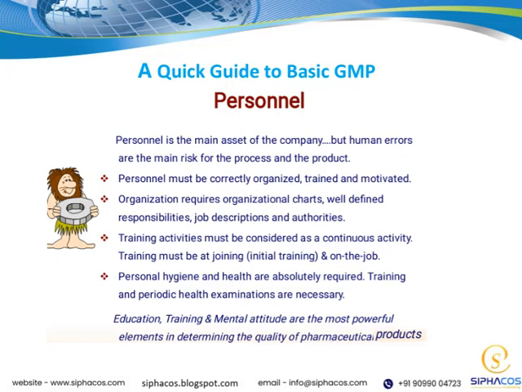Let's take a quick look at a basic guide to good manufacturing practices, or GMP. This is fundamental to ensuring product quality and safety. First, GMP emphasizes the importance of maintaining a clean and controlled manufacturing environment. This helps prevent contamination and ensures consistency. Next, it's crucial to follow strict procedures and documentation at every step. This not only ensures compliance, but also allows us to trace and verify processes if needed.